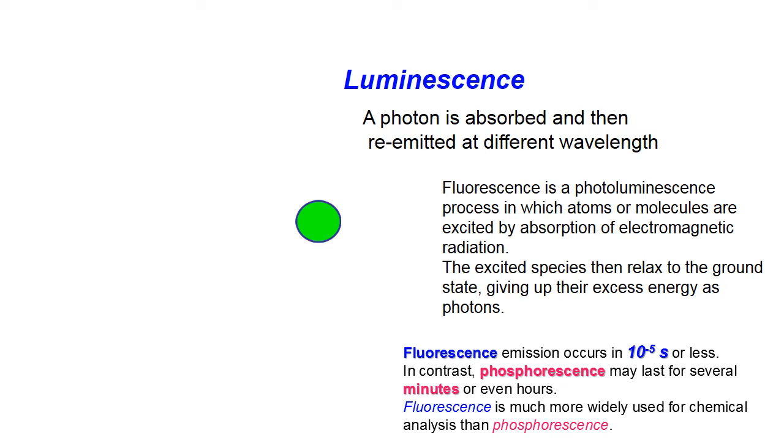Fluorescence occurs on the 10 to the negative 5 second scale or less. It can be at 10 to the negative 9. In contrast, phosphorescence may last microseconds, seconds, several minutes, or even hours. Fluorescence is much more widely used for chemical analysis than phosphorescence.